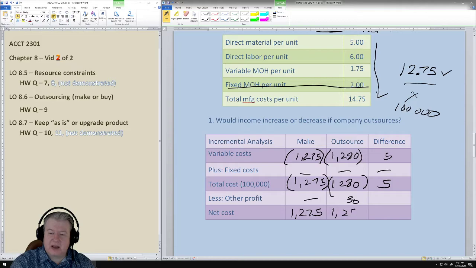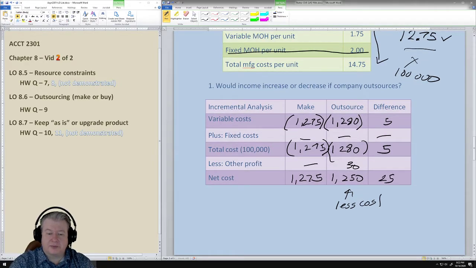So the overall cost under outsourcing would be 1.25. In other words, it wouldn't cost us as much. This would be less cost. And so the difference would be 25, and we would say operating income would go up by 25,000 because we reduced cost. We reduced cost by 25.